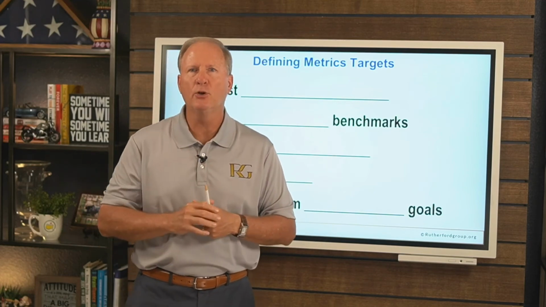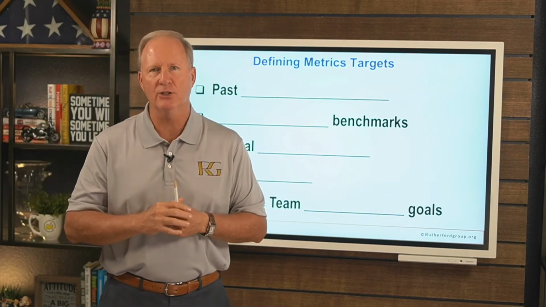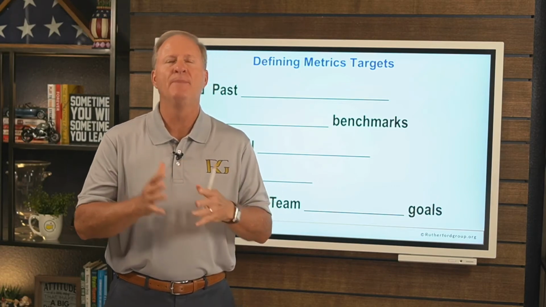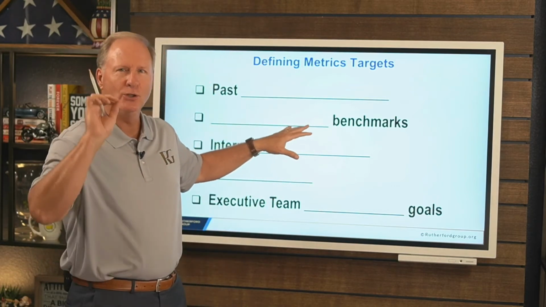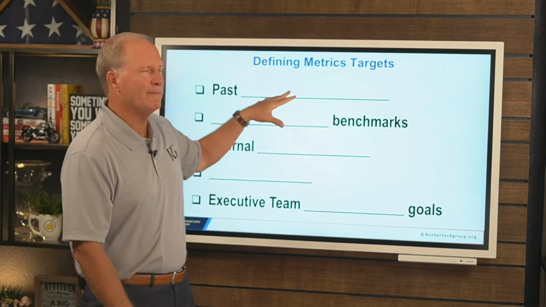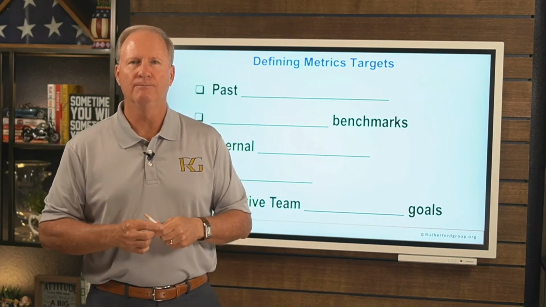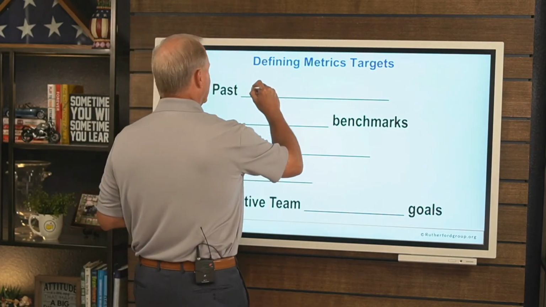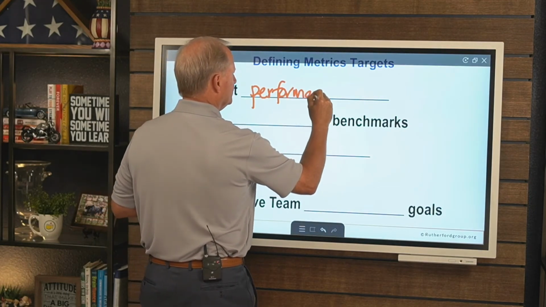So it's absolutely critical that your organization consider a range of data sources and target types in order to establish targets that are best suited to your organization's context and goals. So what I'm going to share with you here are 5 data sources that may help you. The first thing that we're going to look at is what we call past performance.